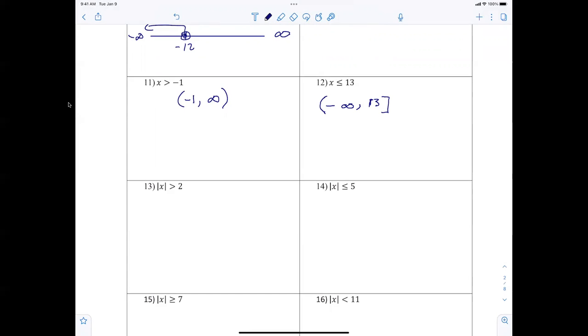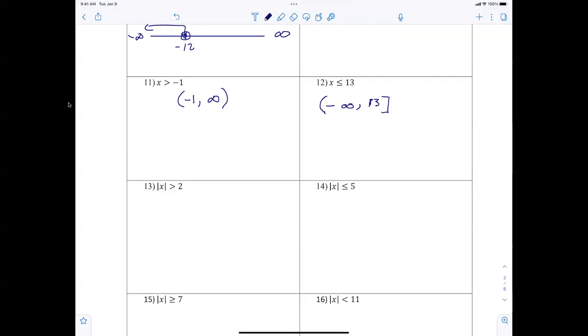Any issues? The reason why I'm making sure these are correct is because if these are correct, then as you go down the page, all of those should be correct because now you know how to do it. You just have to make sure you do your algebra correctly.